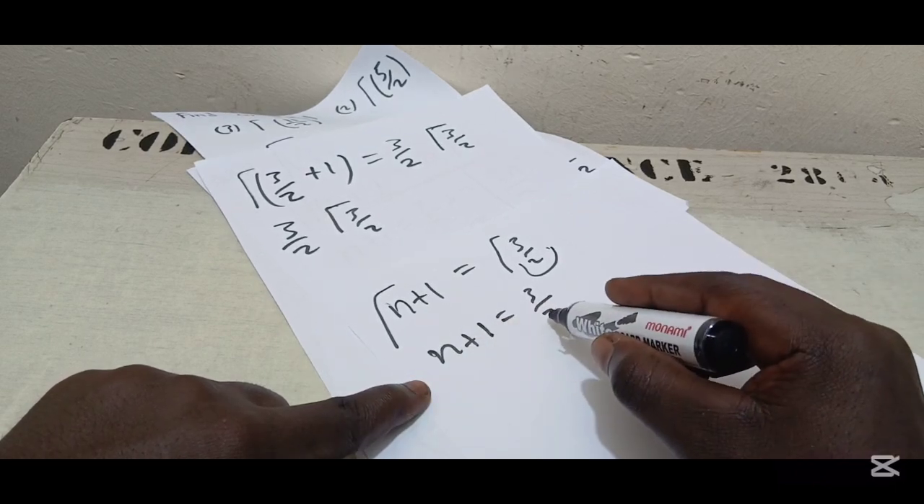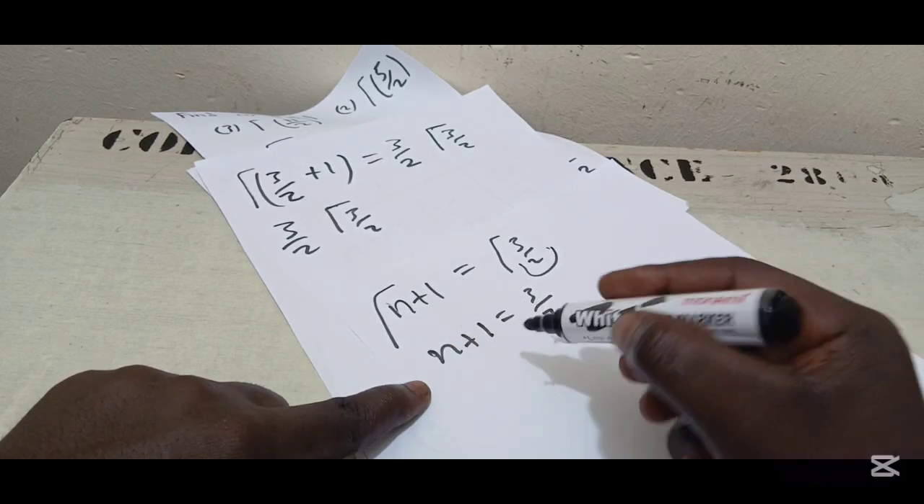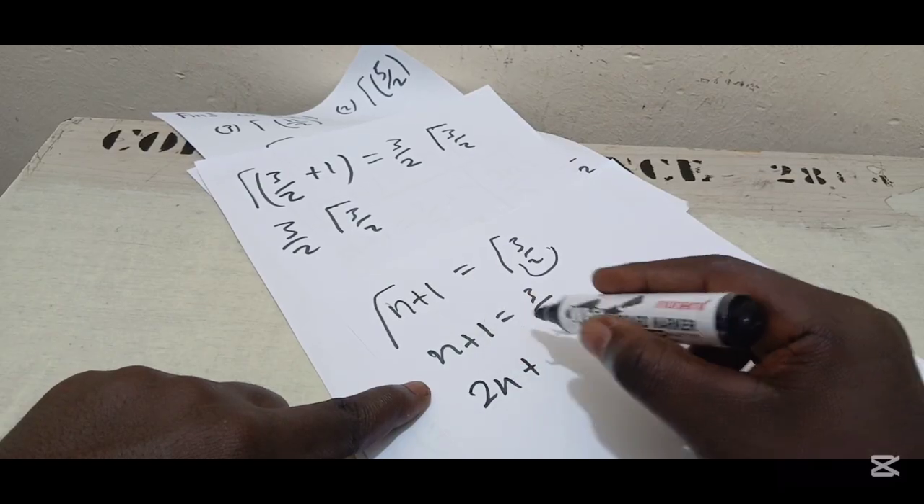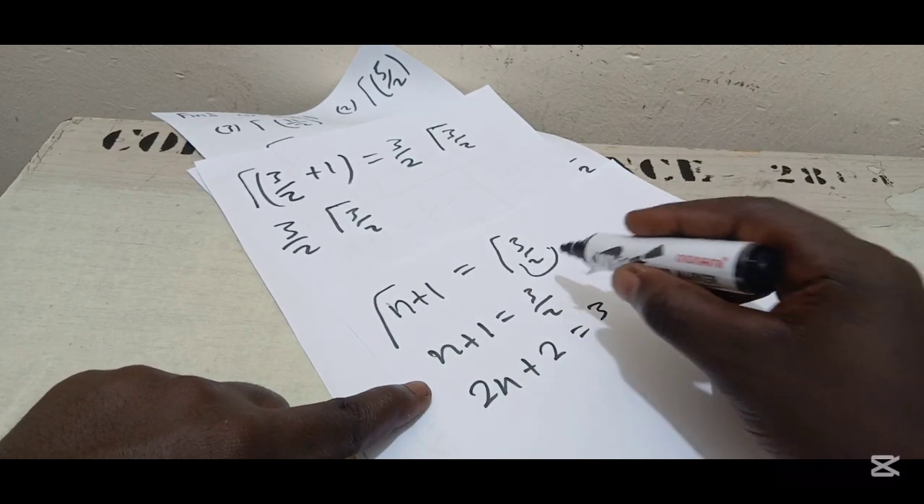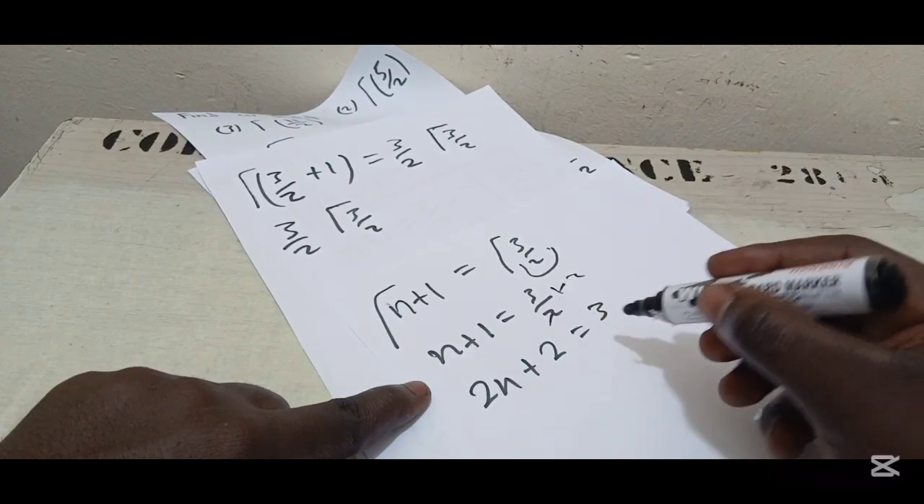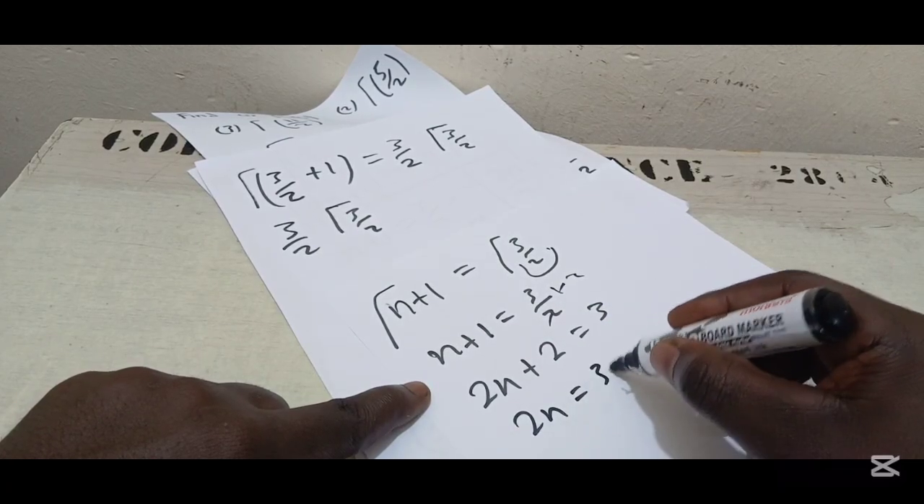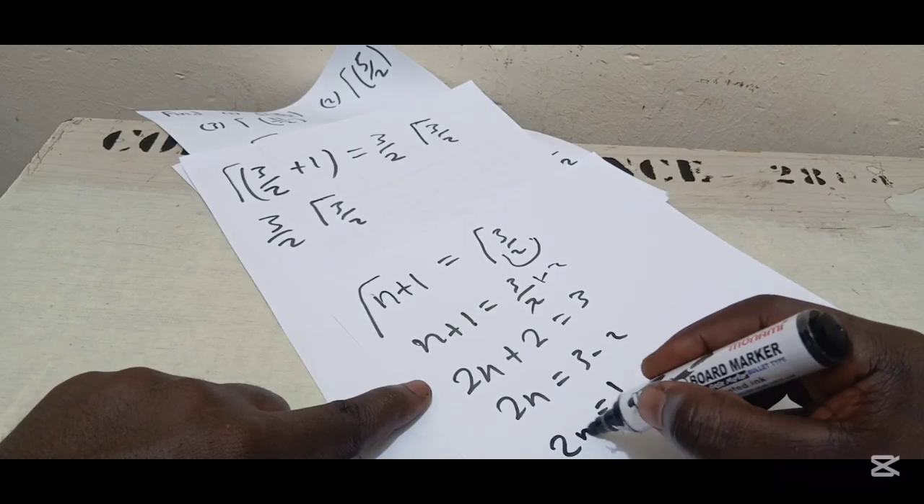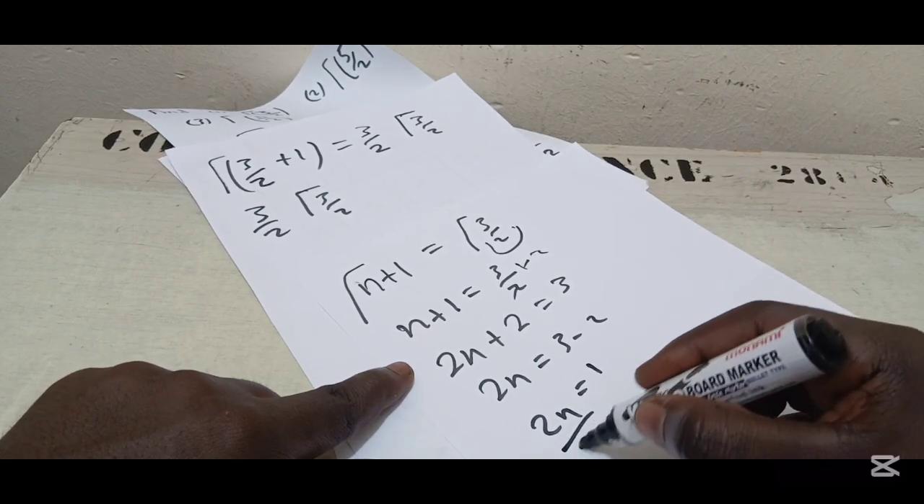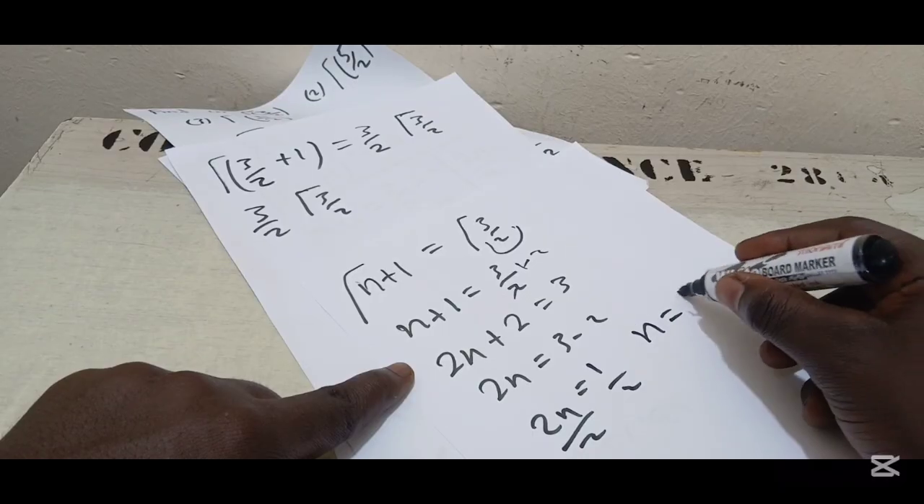So simplifying this, let's multiply through by 2. So 2n, multiplying 2 by 1 gives us 2. Multiplying this by 2 gives us 3. 2 here, 2 cancel that. So 2n equal 3 minus 2, and this will give us 1. 2n equal 1. So dividing 2 by 2, n equal half.